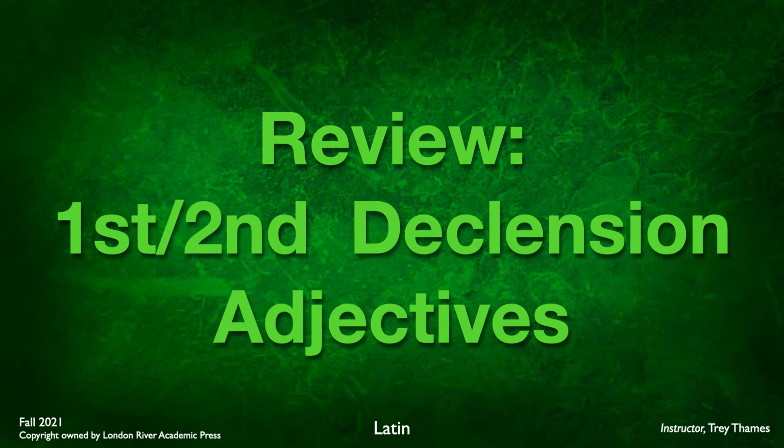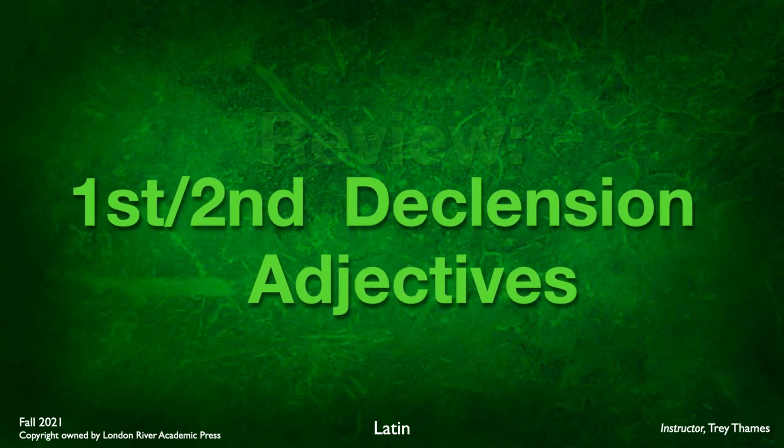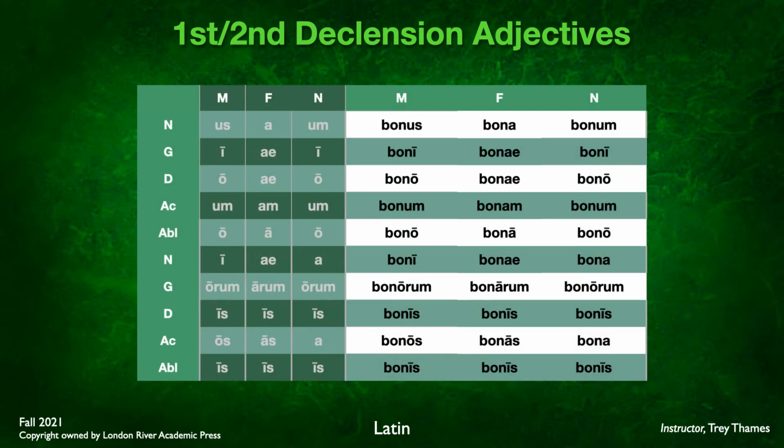If you'll remember from chapter 7 maybe, we looked at and learned first and second declension adjectives. These are simply adjectives that have three forms, a masculine, feminine, and neuter form, and the endings for these adjectives follow the endings for first and second declension nouns. So in the masculine, it's us, o, o, orum, is, os, is. In the plural, it's i, arum, is, as, is. And in the second declension neuter, it was o, orum, is, a, is.